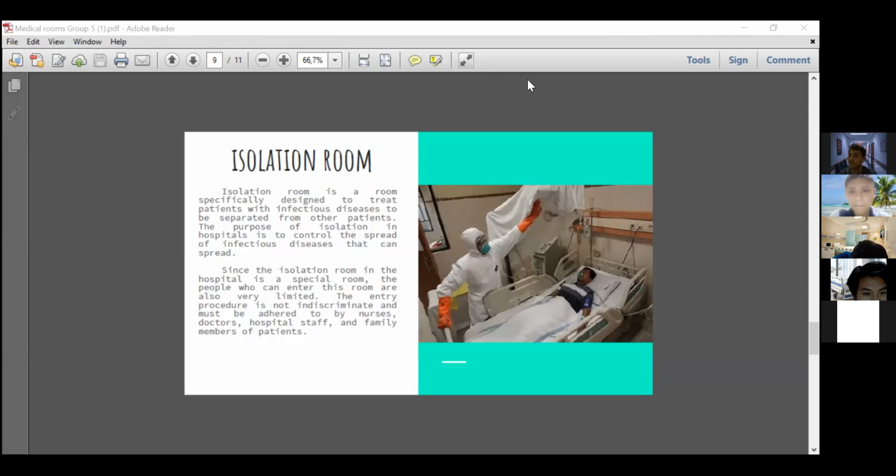An isolation room is a room specially designed to treat patients with infectious disease, separated from other patients. The purpose of isolation in hospitals is to control the spread of infectious disease. Since the isolation room in the hospital is a special room, the people who can enter this room are also very limited. The entry procedure is not indiscriminate and must be adhered to by nurses, doctors, hospital staff, and family members of the patient.